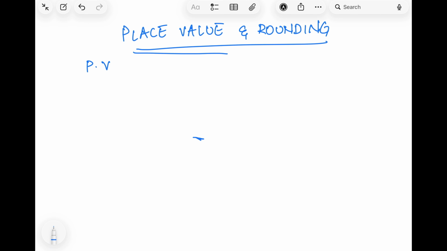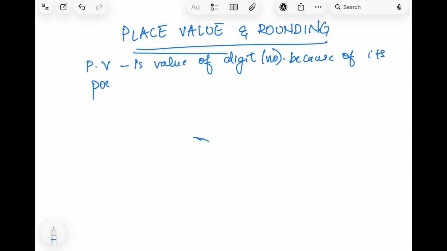place value is the value of a digit. Whatever digit or number is written, the value of that digit is called the place value. And why is that value? That value is because of its position, as to where the digit stands in a given number. So place value of a digit is the digit's value because of its position in the given number.